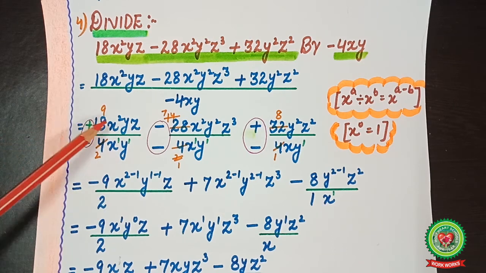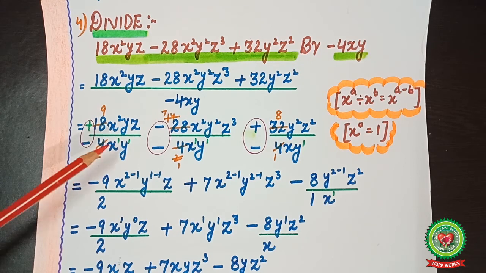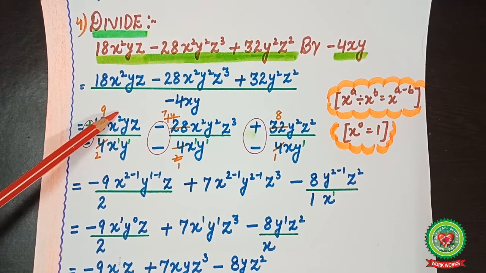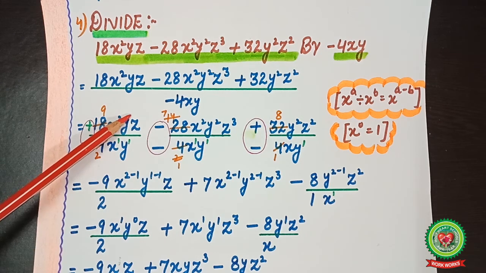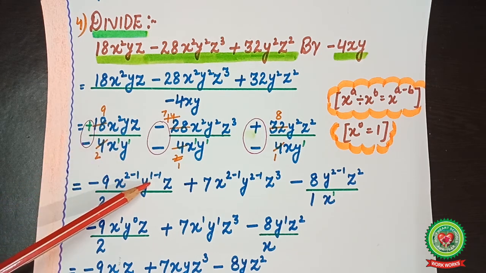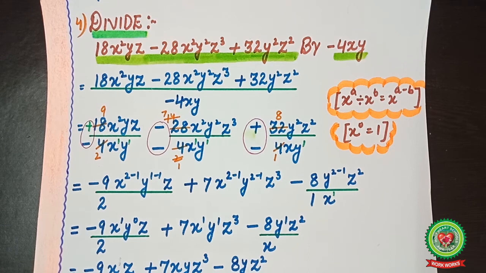Next is what? X raised to power 2 and x raised to power 1. Smaller power is what? 1. So you will shift 1 to the upper side. You will write here x raised to power 2 minus 1. Y raised to power nothing means 1. Y raised to power 1. So you can write here y raised to power 1 minus 1. Next is z raised to power nothing. That means z raised to power 1. If you are not writing here, doesn't matter.